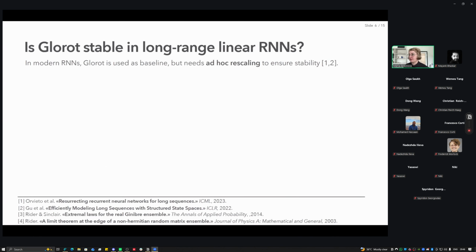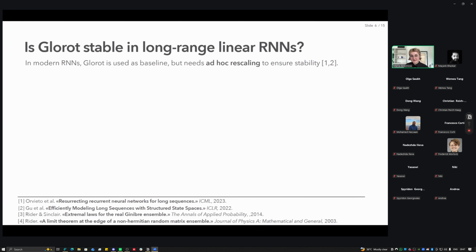Now, the big question. Is this Glorot initialization that is stable for feed-forward networks actually stable for long-range linear recurrent networks? We saw that from the point of view of infinite width theory, the answer should be yes. But if you look at modern papers on recurrent models, they do use Glorot as a baseline, but they always need to add an extra rescaling on top of it to ensure stability, because vanilla Glorot usually explodes in practice. But somehow there has never been an explanation in the literature why it explodes.